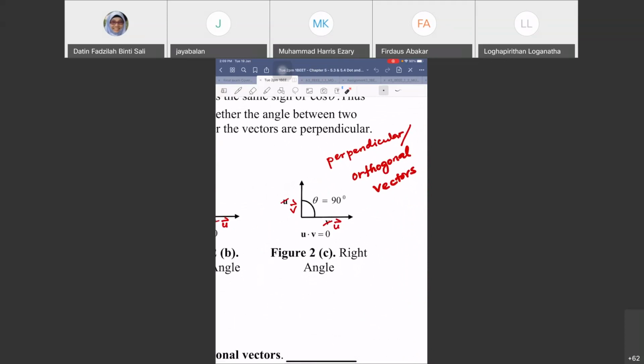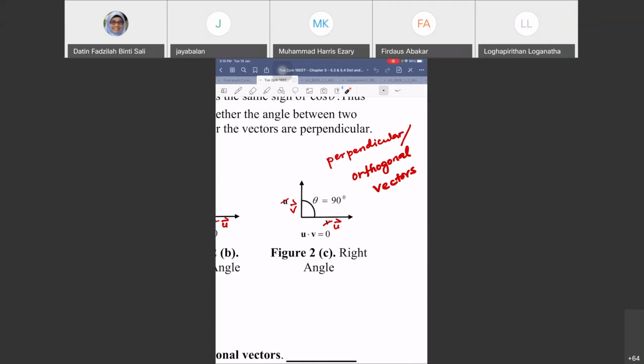We also talked about what we call orthogonal vectors. This is a very important concept when it comes to the dot product. If two vectors are orthogonal, or perpendicular to each other, then either we say that the dot product equals 0, or you can say that the angle theta equals 90 degrees. So when theta is 90 degrees, these two vectors are perpendicular, or what we call orthogonal vectors.